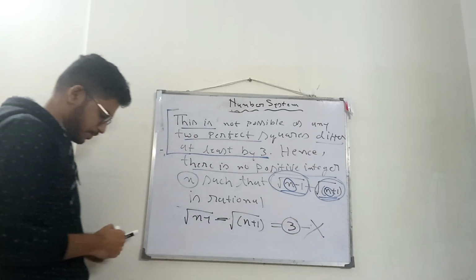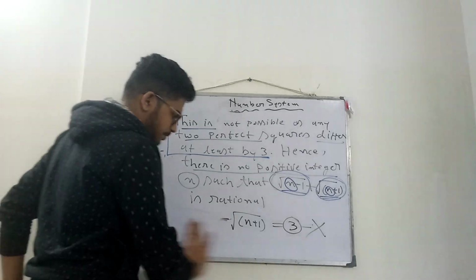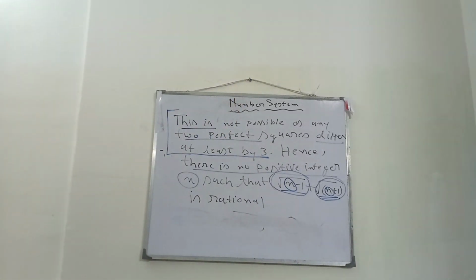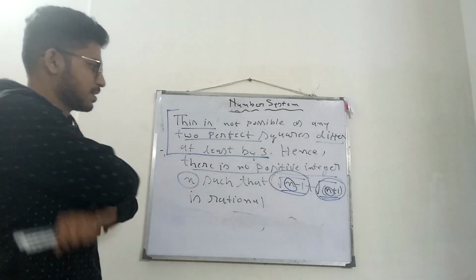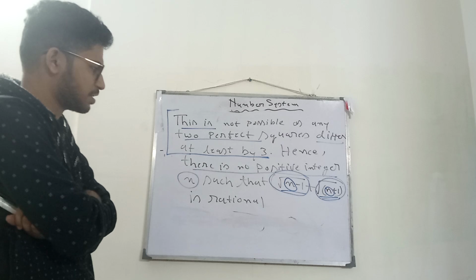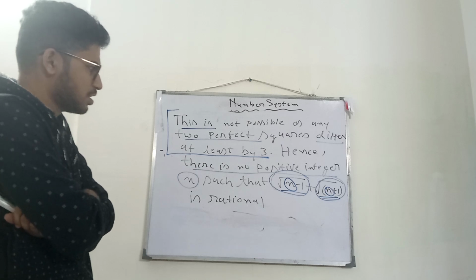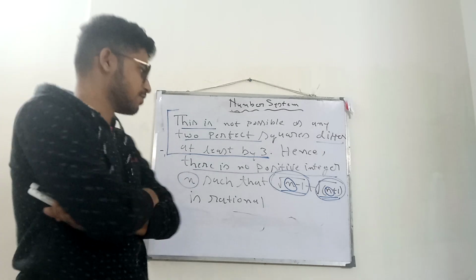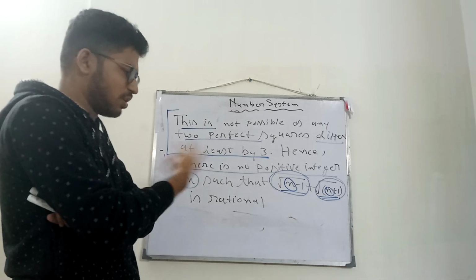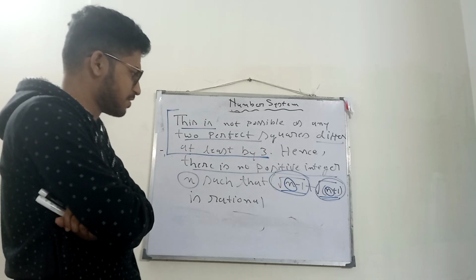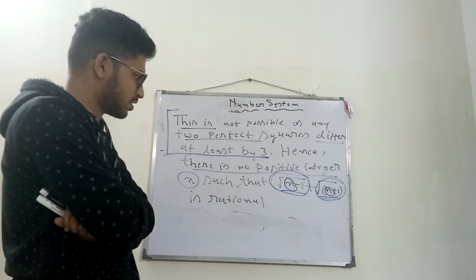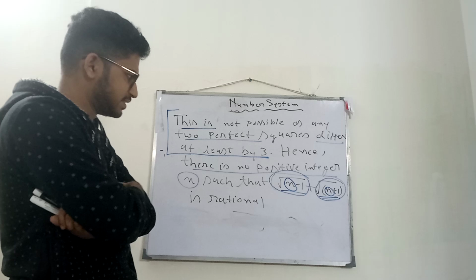So that's why there is no positive integer n such that root n minus 1 plus root n plus 1 is rational. Something is lagging here. I think our knowledge is lagging. That's why we are facing difficulties to understand the concept or the answer.